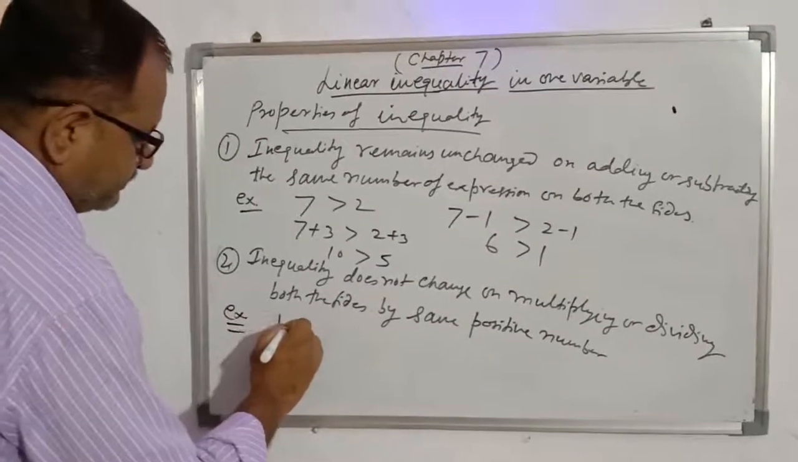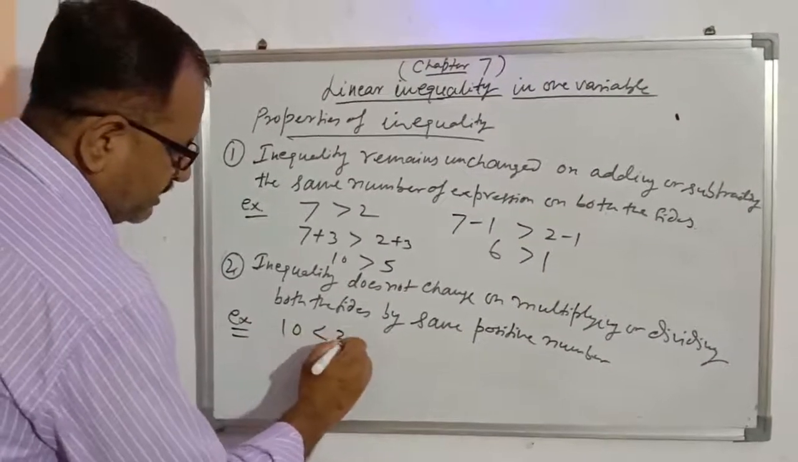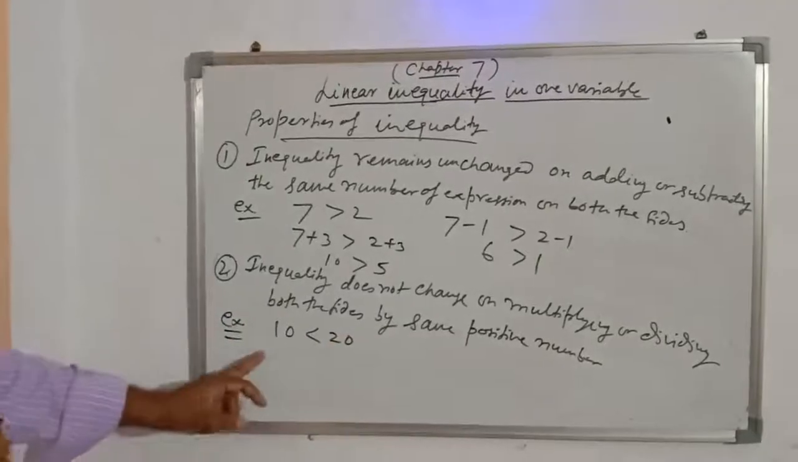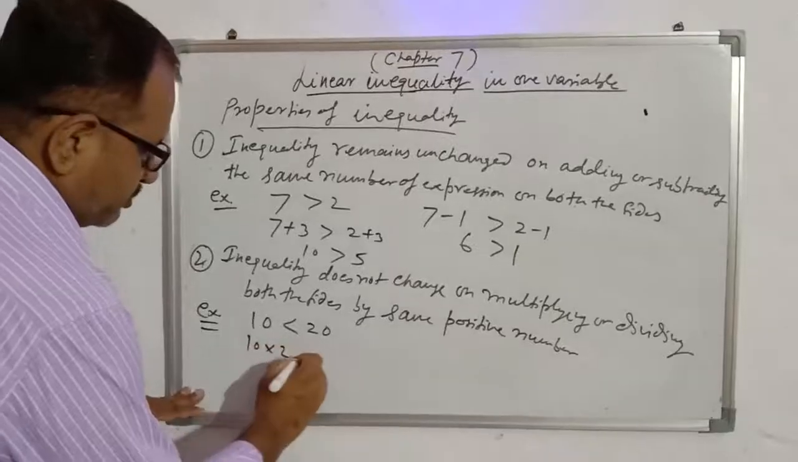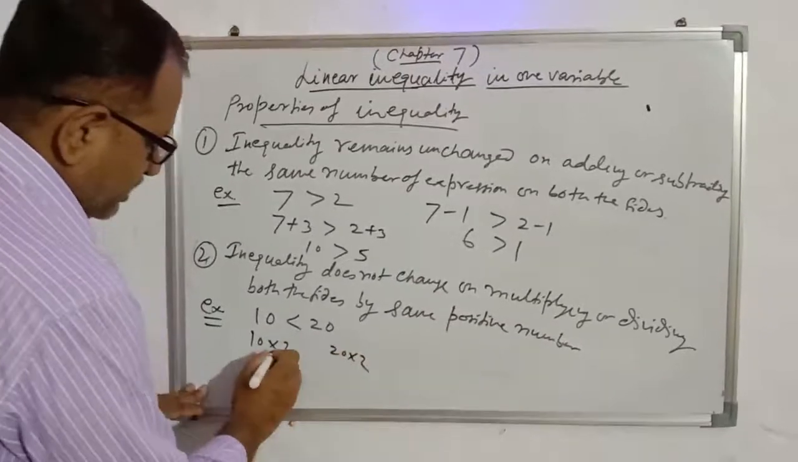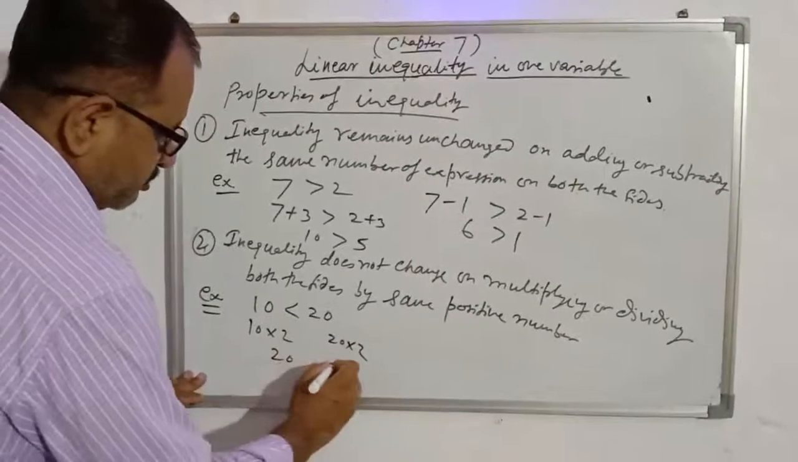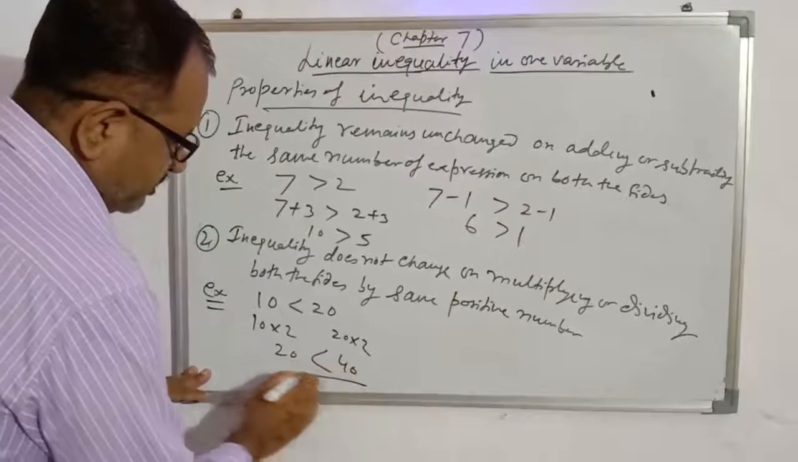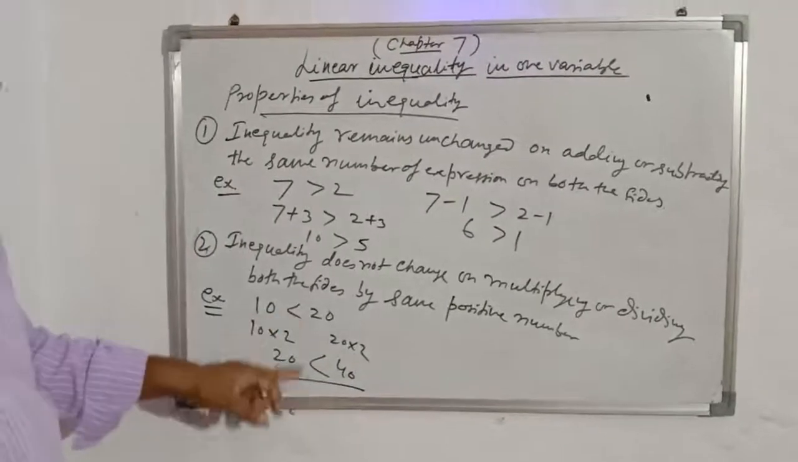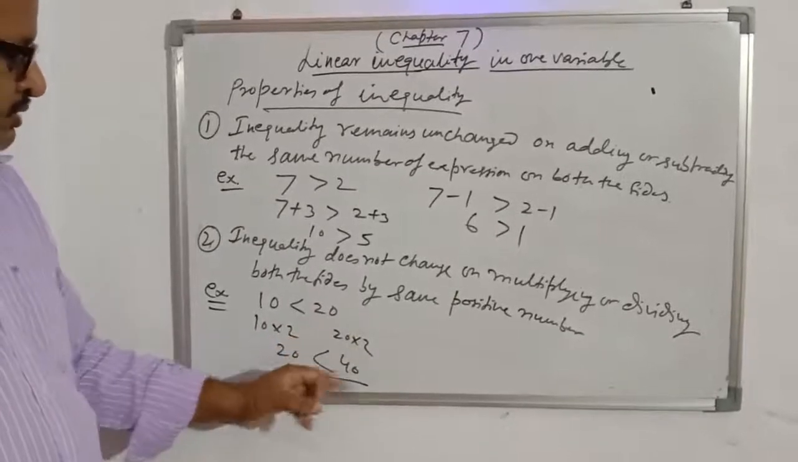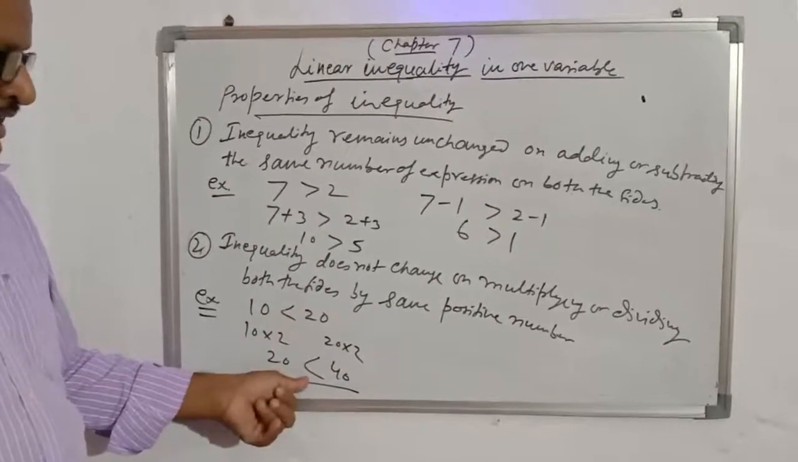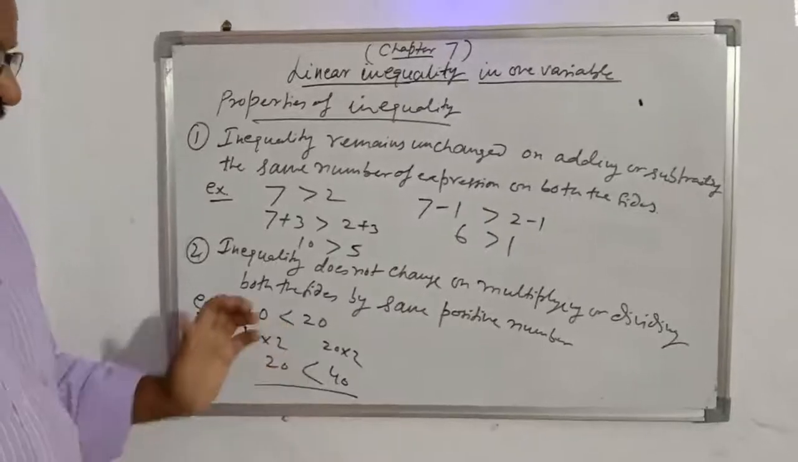We know that 10 is less than 20. Multiply both sides by 2. 10 into 2 is 20, 20 into 2 is 40. 20 is again less than 40. So it is again true on multiplying both sides by 2. So inequality remains the same. Less than is here, less than again.